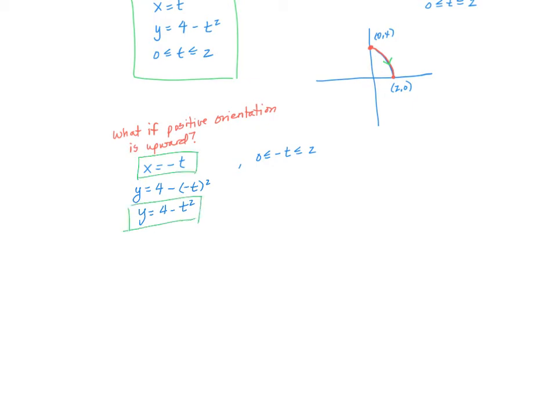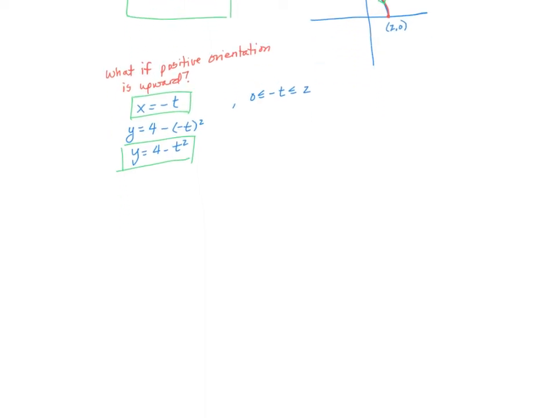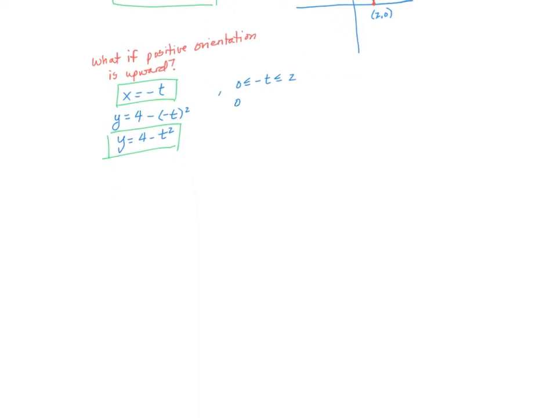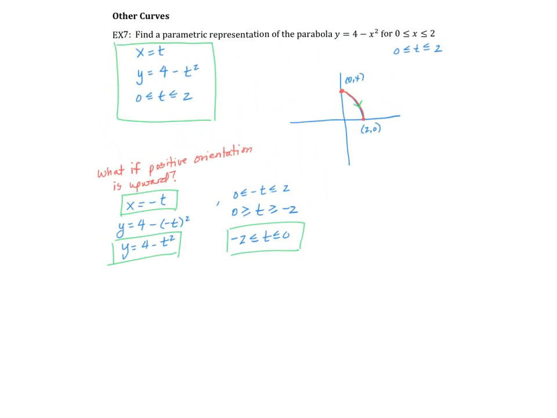So I got my x, I got my y. Usually we don't want to have the negative on the variable, so I'm going to have to multiply this inequality through by a negative. Multiplying by a negative means I'm going to flip the sign. In other words, my t values are going to go from negative 2 to 0. Did that give me the upward orientation that I need?